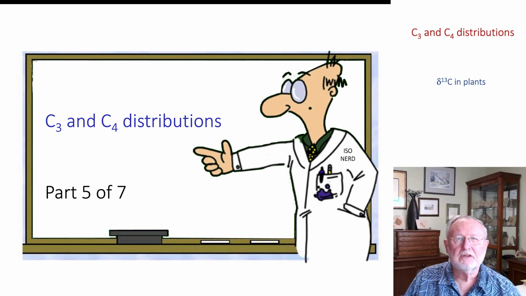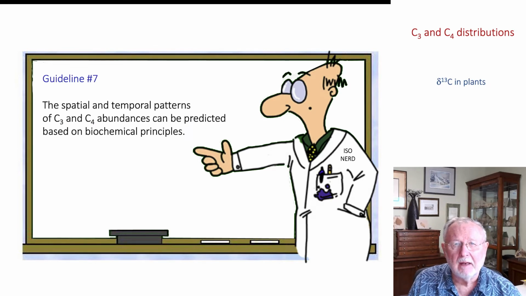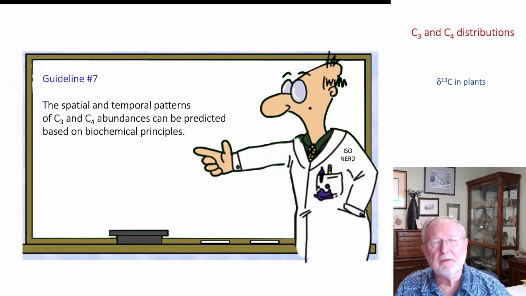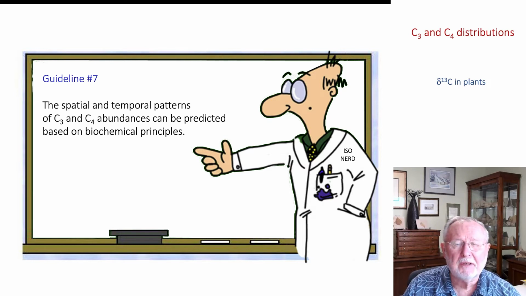In this section, let's talk about the distributions of C3 and C4 plants across the landscape, across continents around the world, and the ways in which carbon isotope analysis can inform us about these distributions. Guideline number 7. The spatial and temporal patterns of C3 and C4 abundances can be predicted on the basis of simple biochemical principles. That is, physiology and biochemistry matter in determining the distributions of these plants.